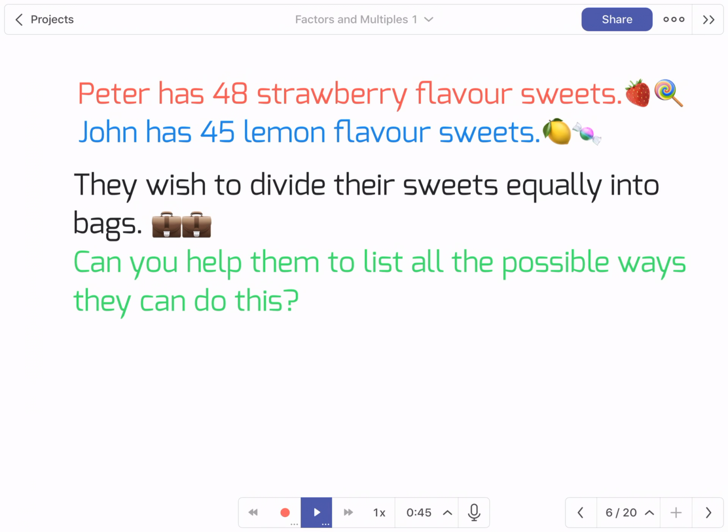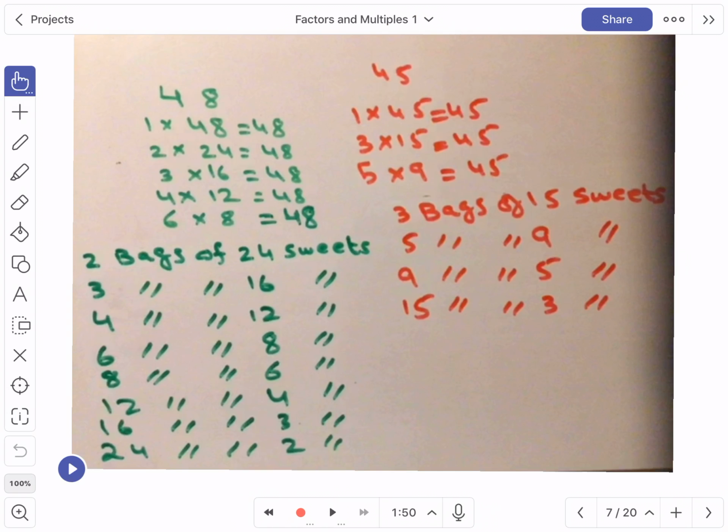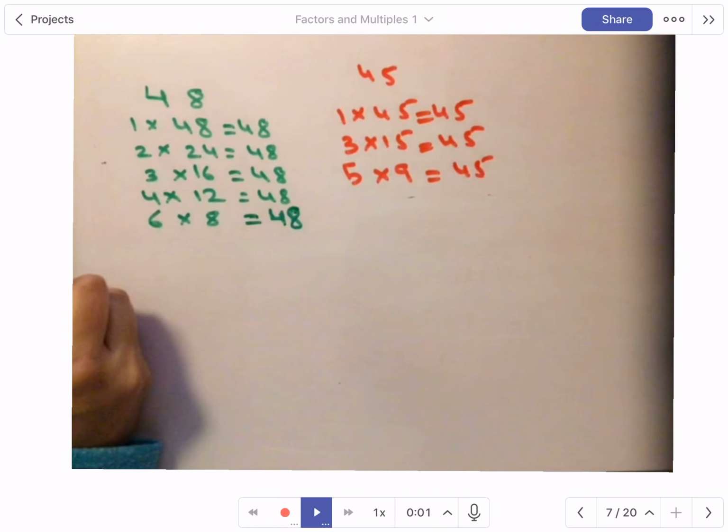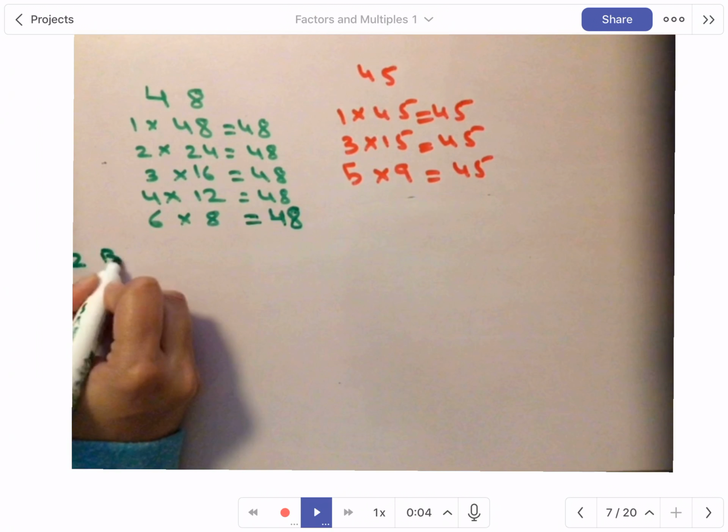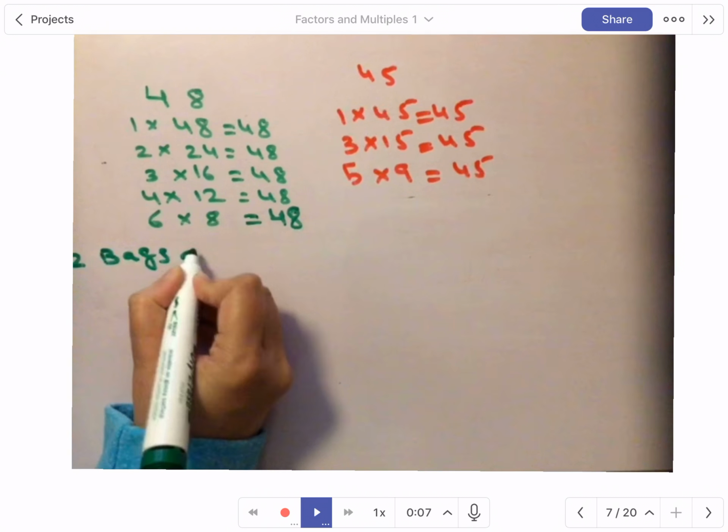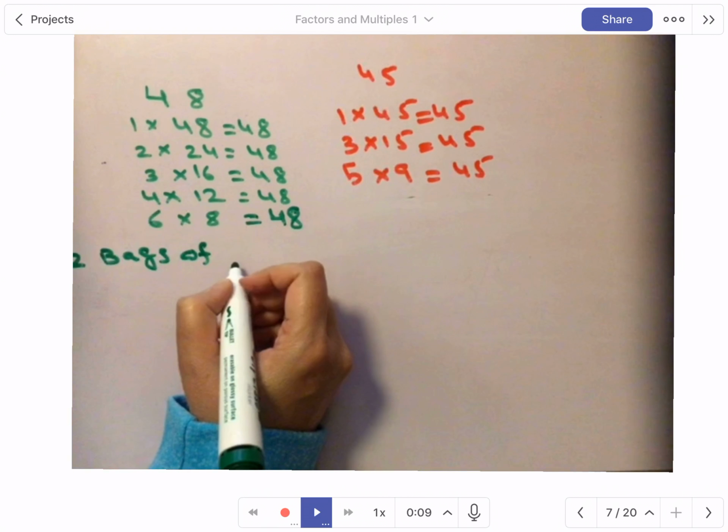So we need to find the combinations of sweets in the bags, because they have to divide their sweets equally into the bags. In order to do this, what will be our first step? Our first step is to find the factors of 48 and 45. That will give us the combinations of numbers they can utilize to put their sweets. So we have already found the factors of 48 and 45. What will be the possible combinations of bags and sweets?